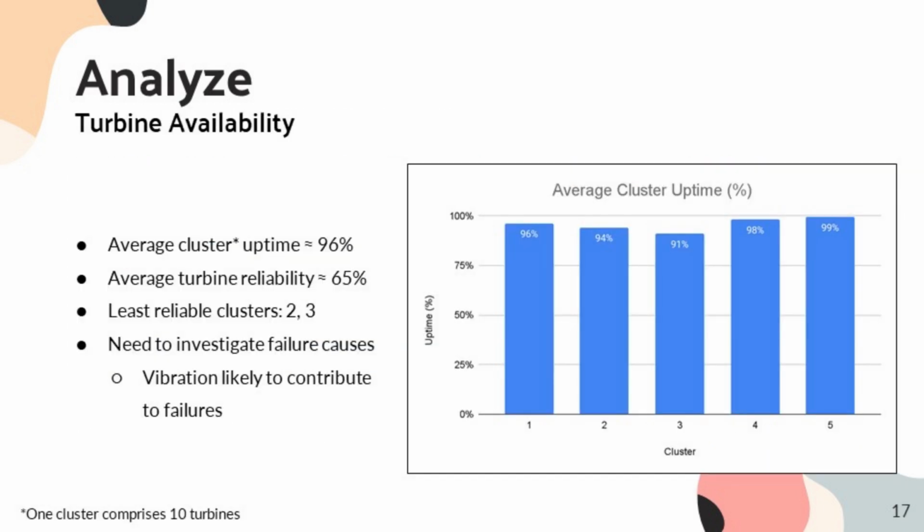Here, as we look into turbine availability, we notice that the average uptime is 96%. We also notice that turbine reliability is around 65%, and specifically from this chart, we notice that clusters 2 and 3 are the least reliable of the 5 clusters. This information can act as a sort of Pareto analysis, where we can use that information to target these 2 clusters for improvement. Things that we can investigate are the failure causes, and specifically we can look at vibration as it's likely to contribute to those failures.